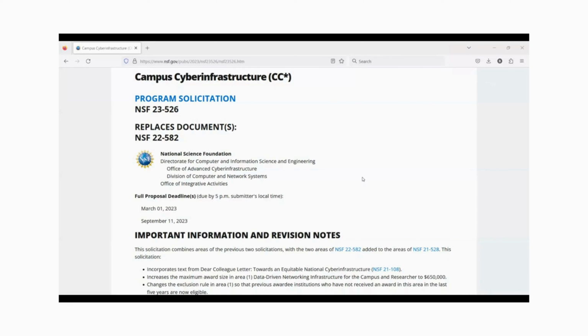For those who can see my screen, we have March 1st and September 11th as the two windows for this program. From what we understand, next year this will also have the same application windows, two application windows, one in the spring and one in the fall. This program itself, though, is focused on campus cyber infrastructure.